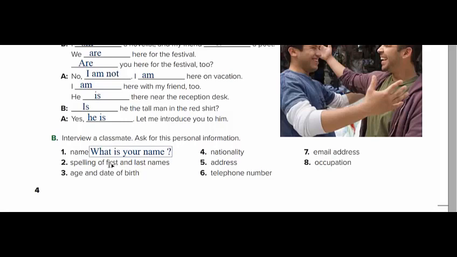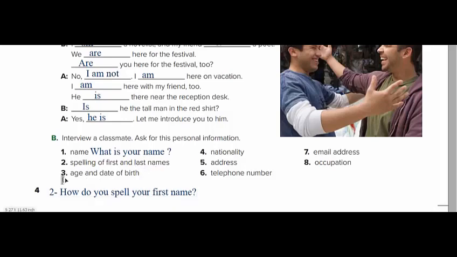Spelling of the first and last names. كيف نسأل عن التهجئة؟ ماذا نقول؟ We say, how do you spell your first name. وبالتالي ممكن أن تعيدوا وتقولوا how do you spell your last name. استخدمنا do هنا بدون لار لأنه عندنا فعل رئيسي اللي هو spell, يهجئ. How do you spell your first name, or how do you spell your last name.